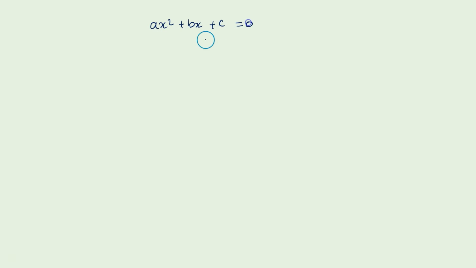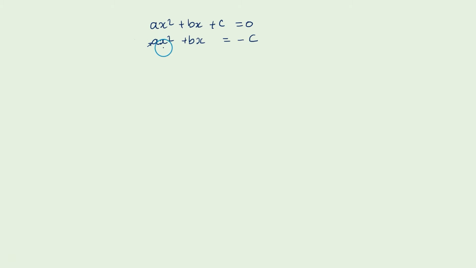The next thing we need to do is keep the terms with x on one side and move the rest to the other side. So I'm going to take away c from both sides, and that will leave me with ax squared plus bx equals negative c.